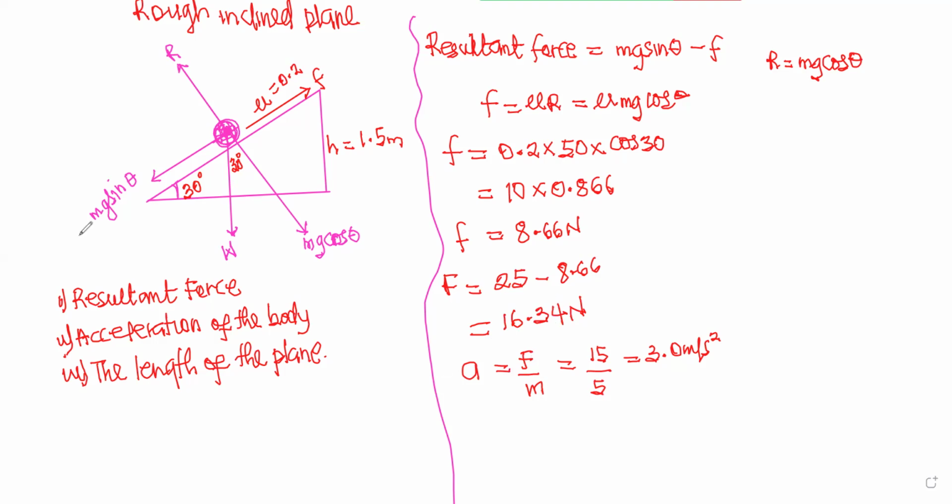Okay, therefore, the acceleration would also change. 16.34 divided by 5. Class, 16.34 divided by 5 is 3.26 meter per second squared. And that's the value of the acceleration.